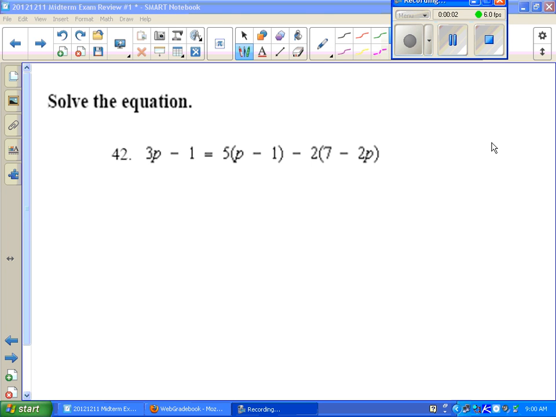This is our midterm exam review. This is part 4, starting at number 42. 3p minus 1 equals 5 times p minus 1 equals 2 times 7 minus 2p.